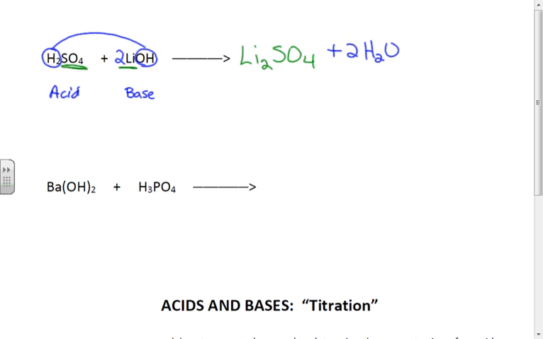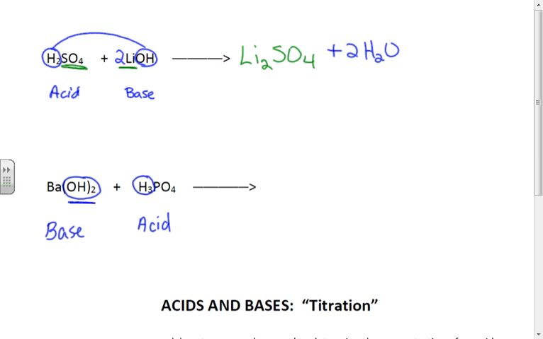We've got barium hydroxide. The OH indicates it's a base. We've got phosphoric acid. The hydrogen here at the front indicates that it's an acid. And you'll notice we have 2 hydroxides and 3 hydrogens. So anytime we have 2 and 3, remember we're going to have to make both of them equal to 6. That's the least common denominator.